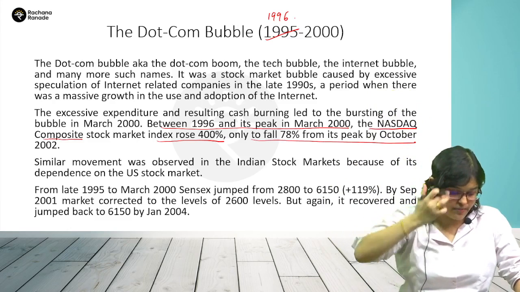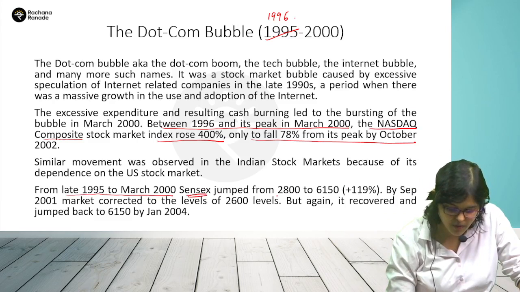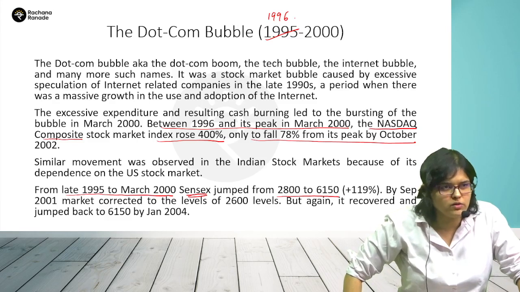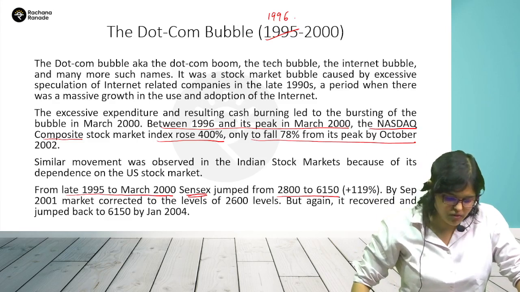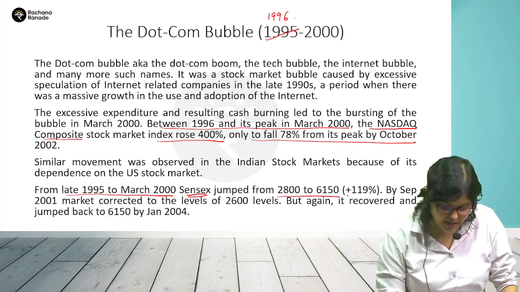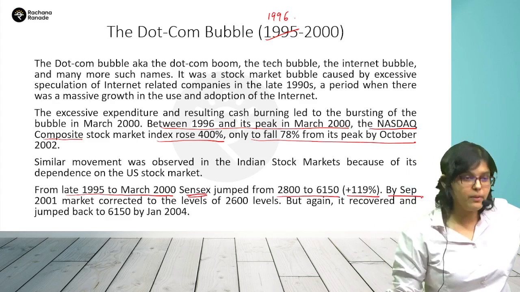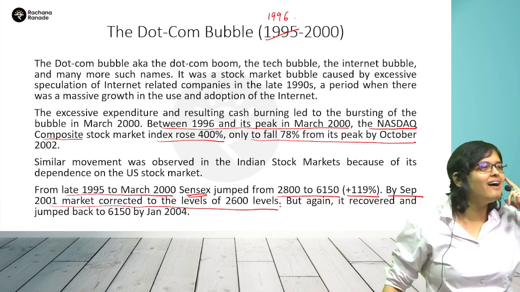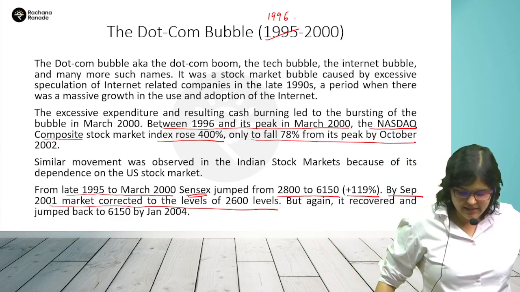Let's understand the Indian scenario, what happened. From late 95 to March 2000, Sensex jumped from 2800. What was our low in Harshad Mehta? 2000 roughly. So from 2000 to 2800, steadily it might have gone up. From 2800, it jumped to 6150. That's a 119% jump. Correct? But wait, by September 2001, when the bubble burst, the markets corrected to the levels of again 2600. Let us see this on the chart.